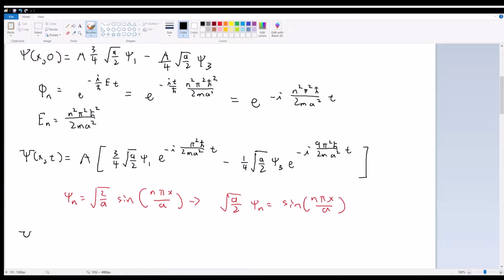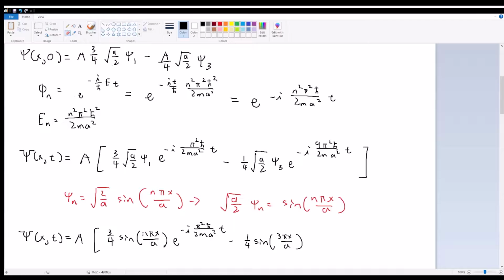So this means that psi of x comma t is going to equal a times 3/4 times sine n pi x over a times e to the negative i pi squared h bar over 2ma squared times time, subtracted by 1/4 times sine of 3 pi x over a. I just realized the n is supposed to go to 1 here, my apologies. And then e to the negative i times 9 pi squared h bar over 2ma squared times time.